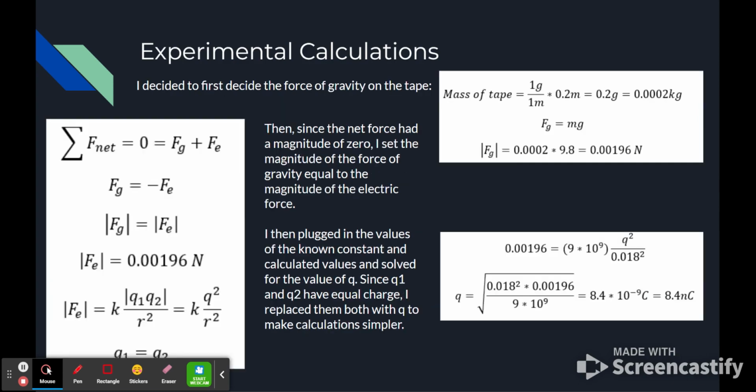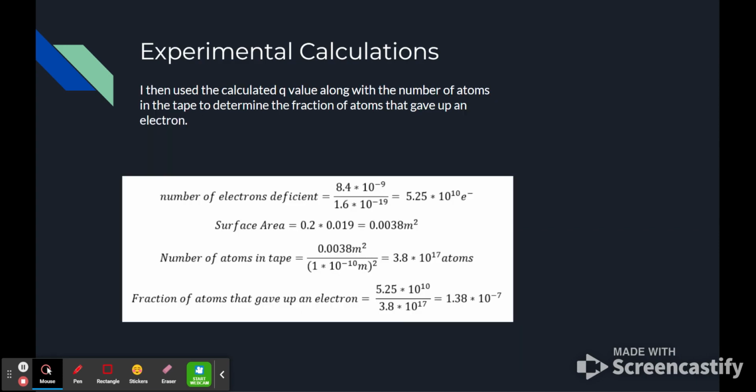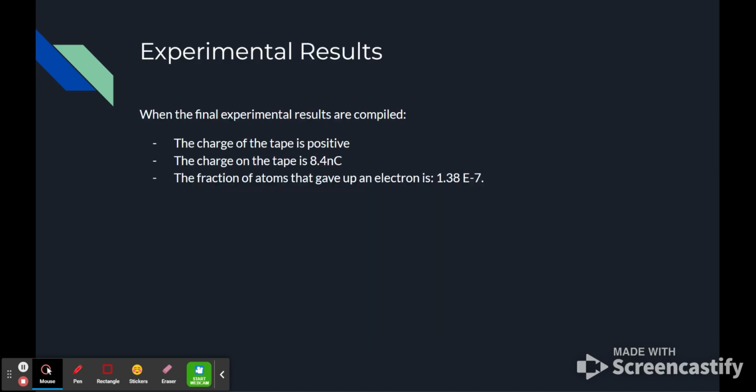First, I decided to calculate the force of gravity on the tape. Since the net force had a magnitude of 0, I set the magnitude of the force of gravity equal to the magnitude of the electric force. Then I plugged in the values of the known constants and calculated values and solved for the value of the charge. I then used the calculated charge value along with the number of atoms in the tape to determine the fraction of atoms that gave up an electron.